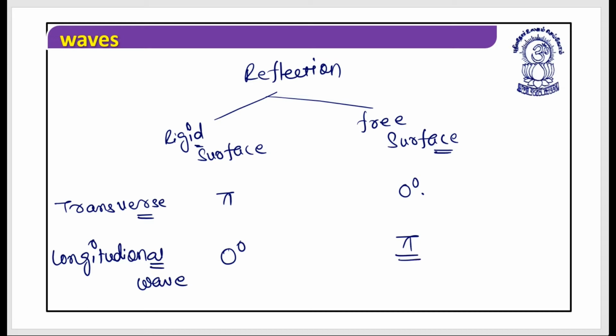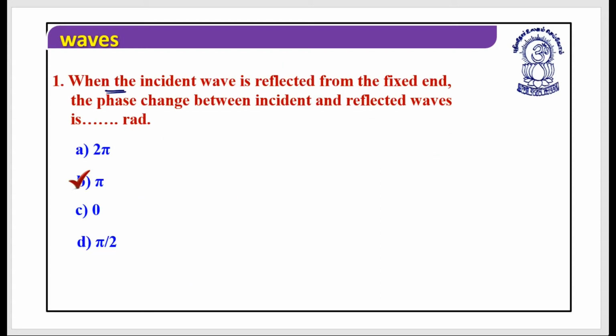I hope this is clear. Is it clear? Great. So let's have a look at certain quick questions. The question says, when the incident wave is reflected from the fixed end, the phase change between the incident and reflected waves is blank radian. Yes, from the fixed end, the phase difference is pi.